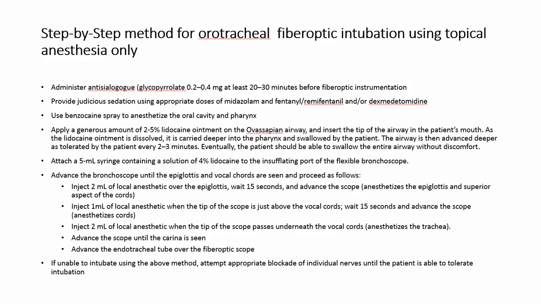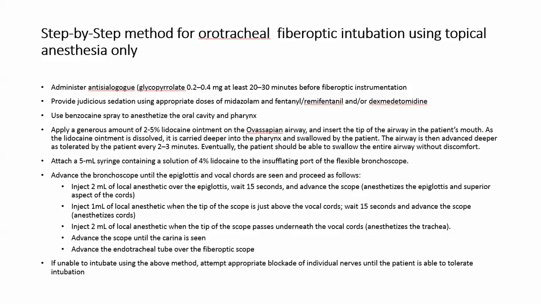A 5 ml syringe containing 4% lidocaine is attached to the insufflating port of the flexible bronchoscope, and the bronchoscope is advanced until the epiglottis and vocal cords are seen. 2 ml of the local anesthetic is injected over the epiglottis, and the scope is advanced after 15 seconds.